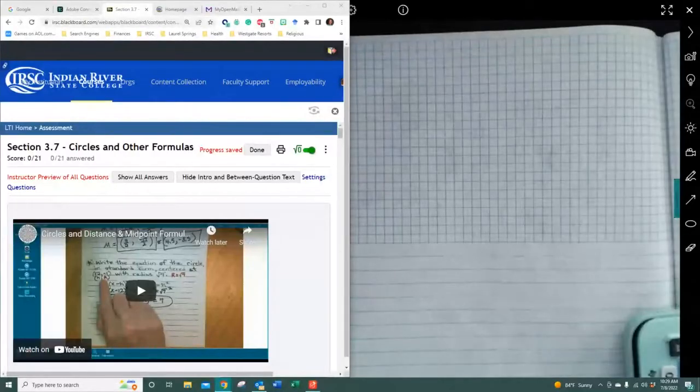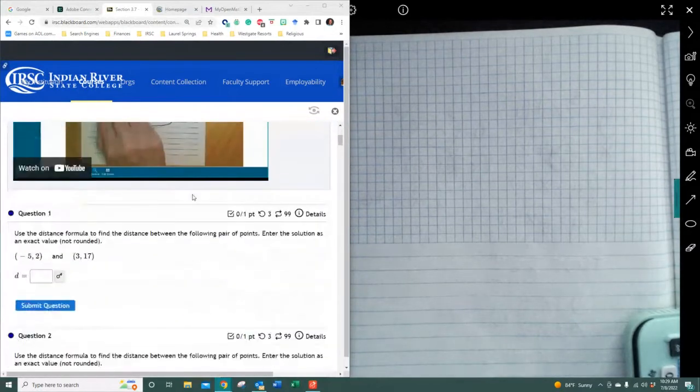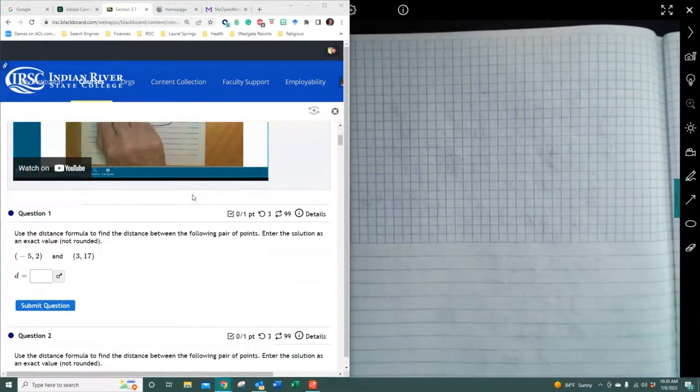All right, here is section 3.7, circles and other formulas. This is the last section of chapter 3, of course, along with that, the last section of test 2. So this is all about circles and other formulas that are related to it, such as the distance formula and midpoint formulas and things like that.